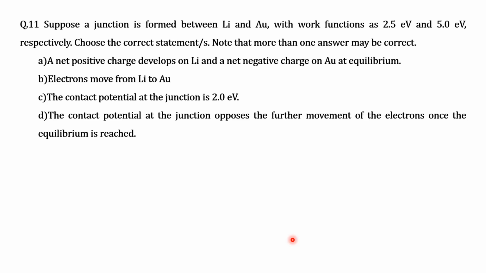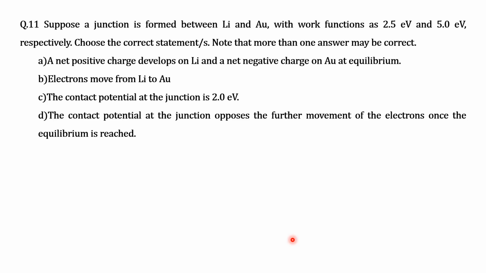Lithium has 2.5 electron volt and Au has 5 electron volts. The work function of lithium will be less and the work function of Au will be more, and hence what will happen? A net positive charge develops on lithium and a net negative charge on Au at equilibrium. This is true because for a material which has the lower work function, there will be a net electron flow from lithium to Au. Electrons will move from lithium to Au, and as a result, a net positive charge develops on lithium and a net negative charge on Au. Hence, A and B will be correct.